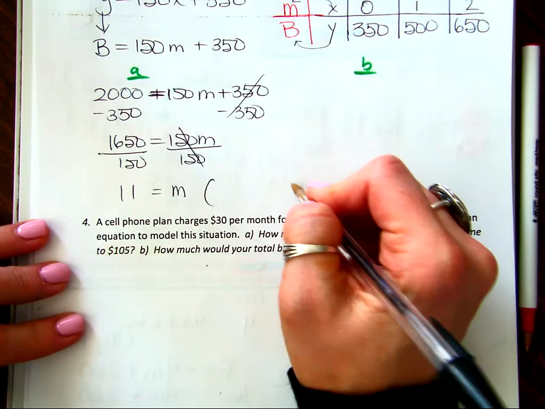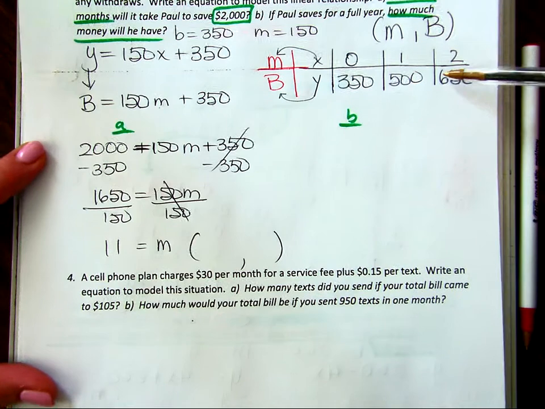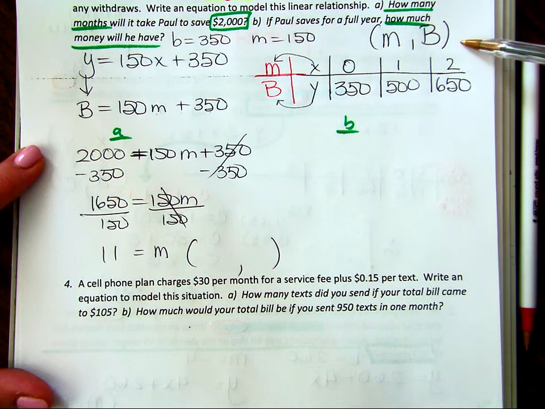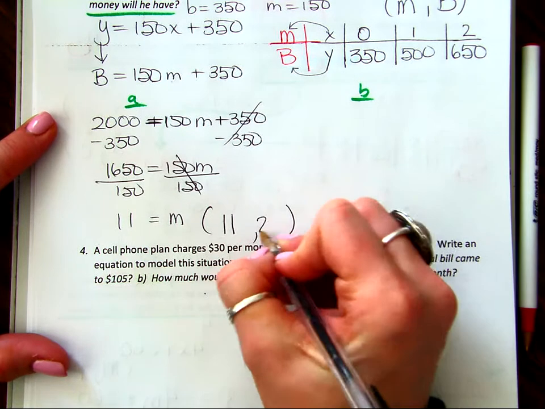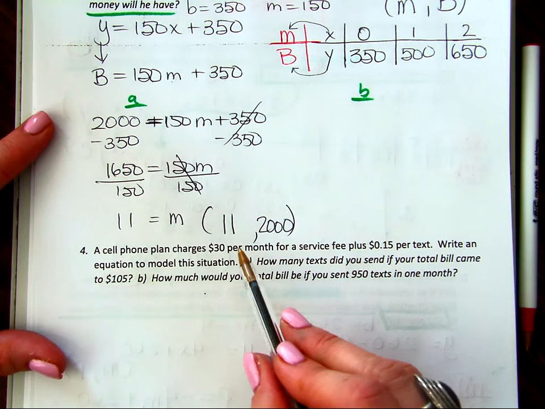But I'm not done, because I want to wrap it all up, because eventually somebody's going to ask me to graph this, and I'm going to need ordered pairs to graph it. So that's why I go back up and look right here. Because the first coordinate is the months, and the second is the balance. So if I save for 11 months, I'll have $2,000. Do you see what that ordered pair means? Okay.